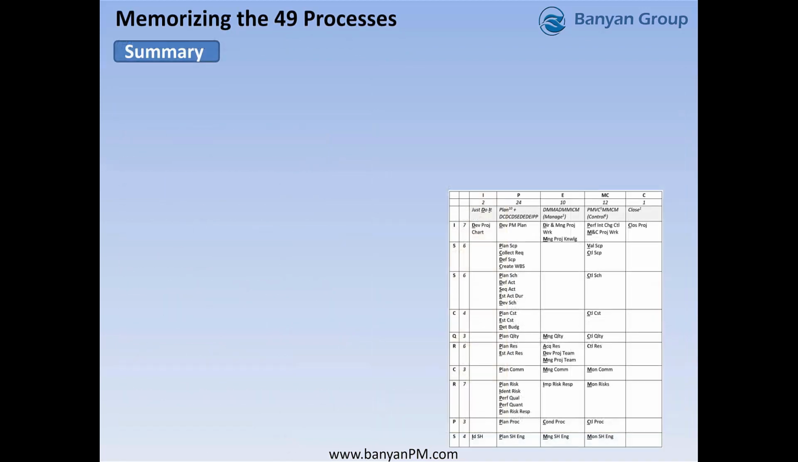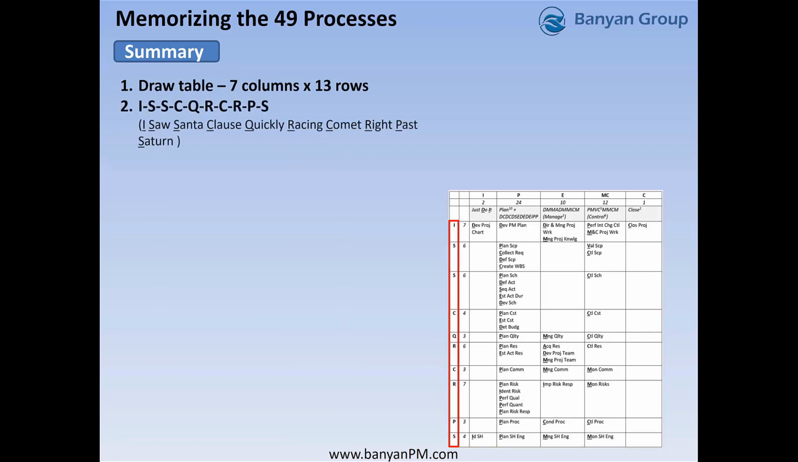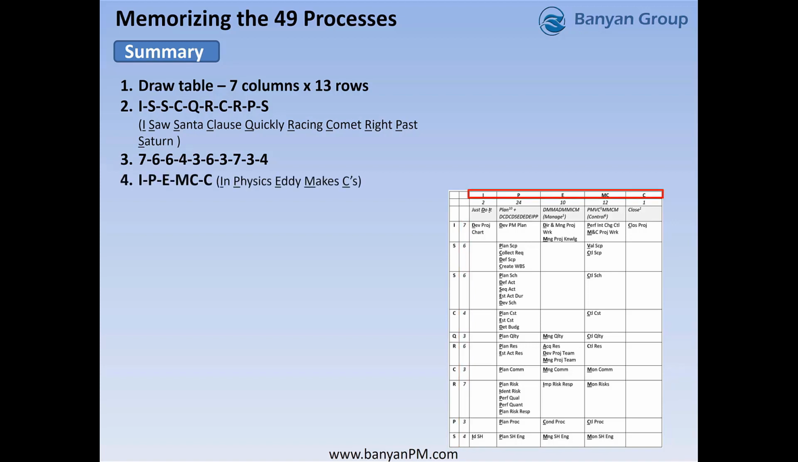So let's walk through that again. Step 1. Draw a grid with 7 columns and 13 rows. Step 2. Write the letters for the 10 knowledge areas in column 1. Step 3. Write the number of processes for each knowledge area in column 2. Step 4. Write the letters to represent the different process groups in row 1. Step 5. Write in the number of processes for each process group in row 2.